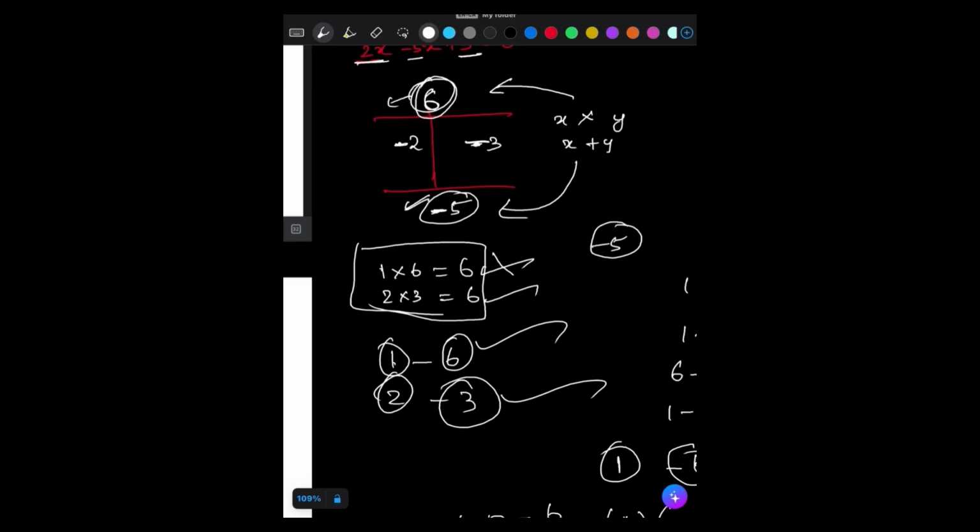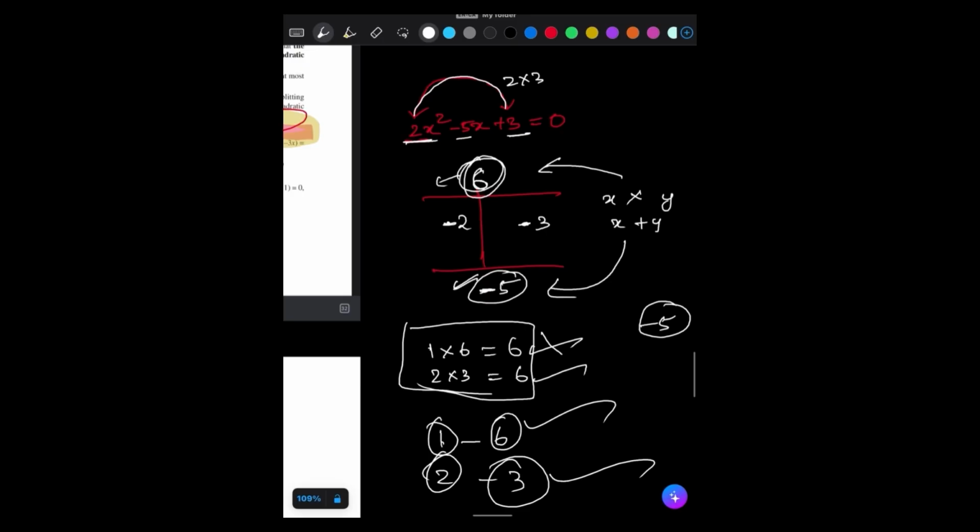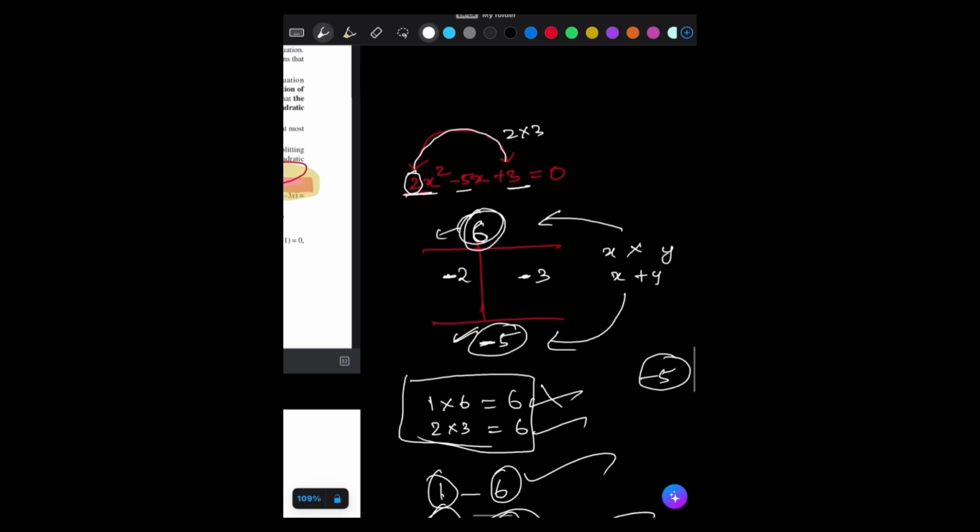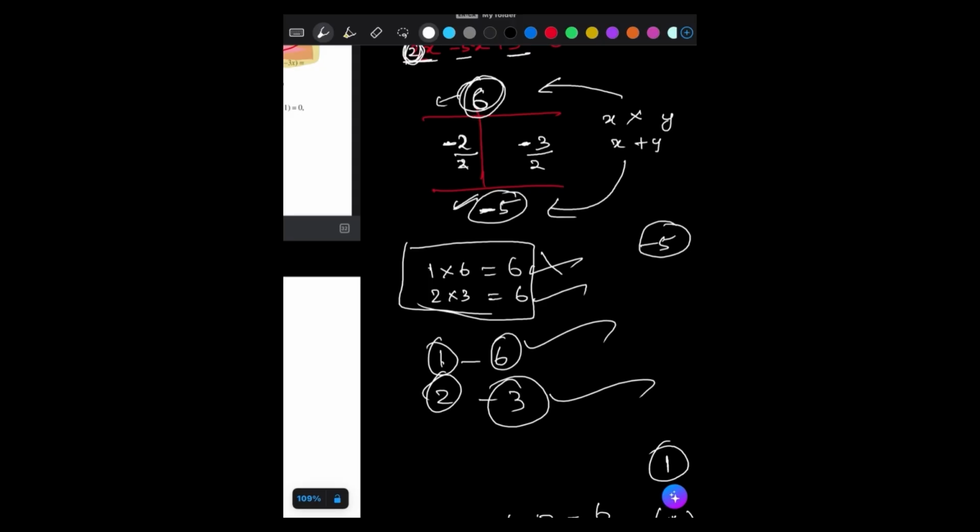So we got the numbers. There is one more thing we need to do. In the equation we are having 2 in the beginning, right? So whenever it is simply x squared minus 5x plus 3, then you don't need to do anything. But if you're having anything in front of that x squared, any number, 2 or 3 or 4, whatever, you need to do one more step. What is the step? After getting these two numbers, you need to divide with the same number that is present in the front. Here we have 2, that is why I'm dividing this with 2.